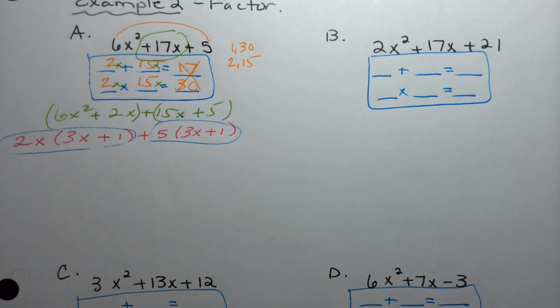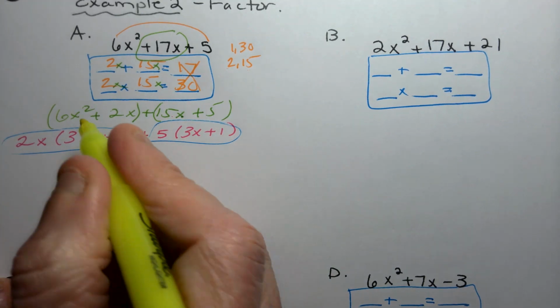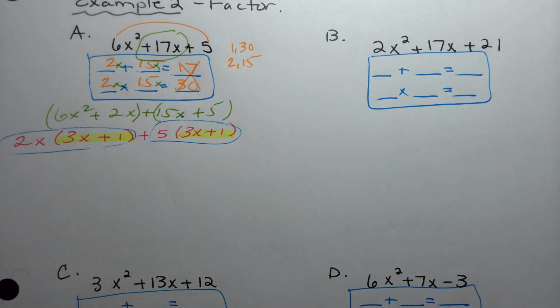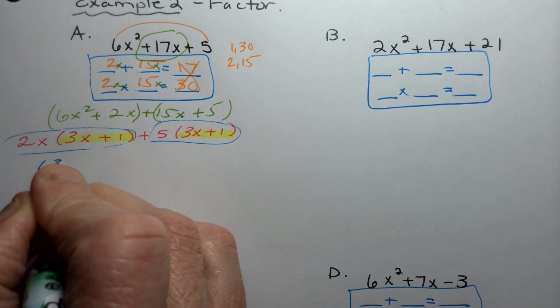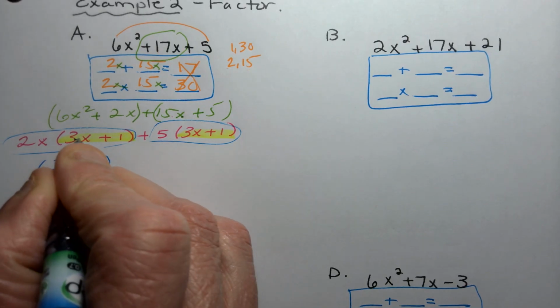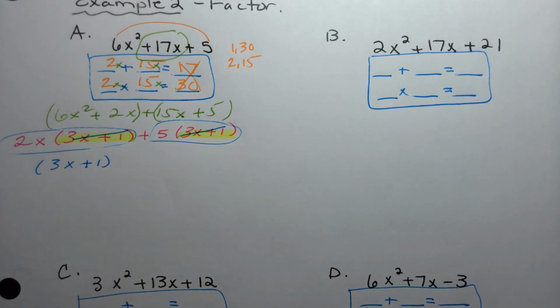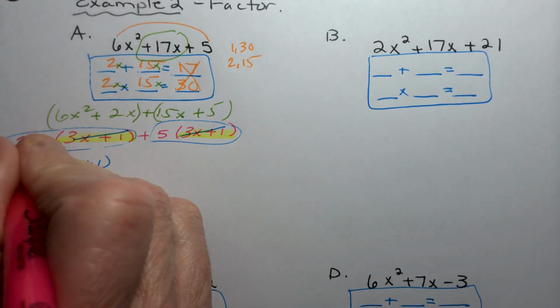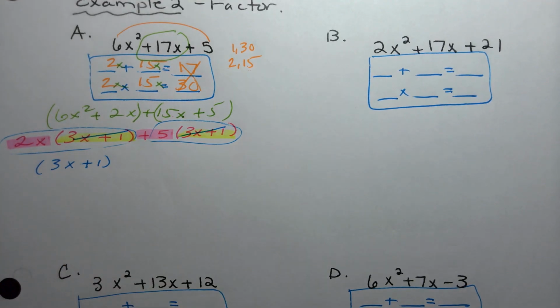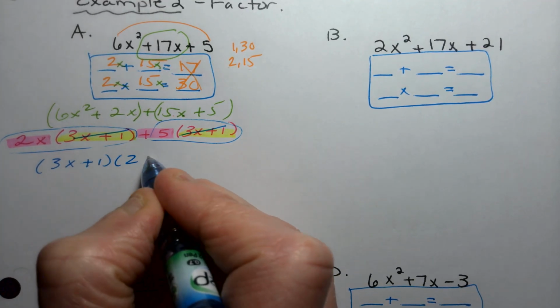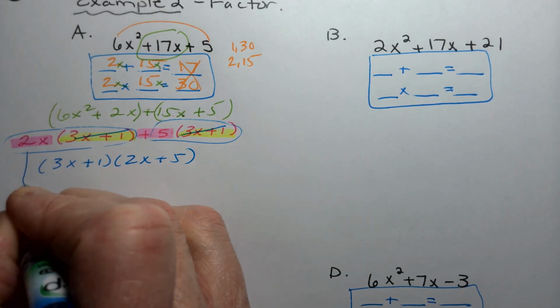But I notice here that I got the 3x plus 1. I'm going to take that out front, cross it off, and now I'm going to see what's left. 2x plus 5, and that is my other parenthesis, and we're done.